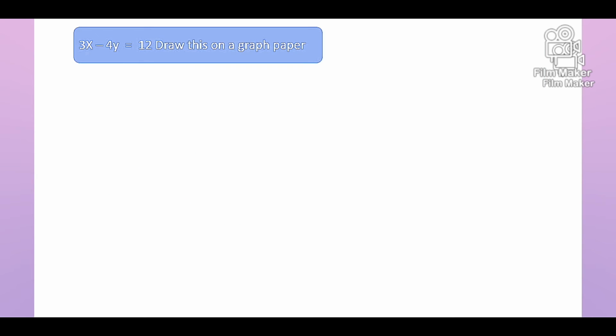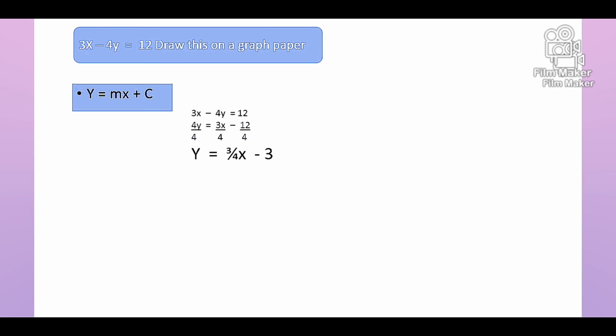Now we're going to draw this graph on paper. The equation given is 3x minus 4y equals 12. We're going to arrange it according to our equation y equals mx plus c. After we arrange it as y equals mx plus c, for the m value we get 3 over 4, and for the c value we get minus 3. So with this we can know what the gradient is and what the intercept is.